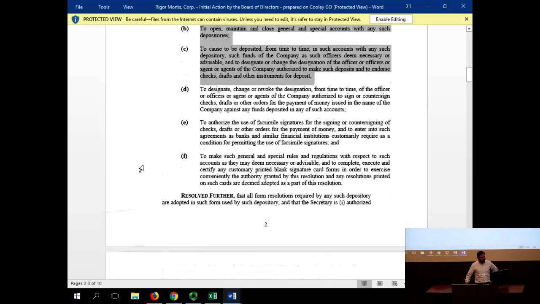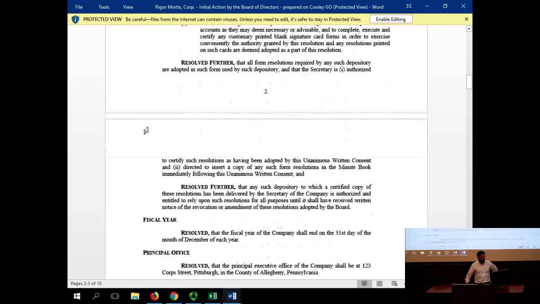This is a bunch of stuff about creating a bank account. That's important. We'll learn about this in corporate veil piercing, but we can pierce the corporate veil and have liability for the shareholders if they don't have a separate bank account and they're using the corporation as their piggy bank, so it's important to create that bank account right away. And again, everything has to be authorized.